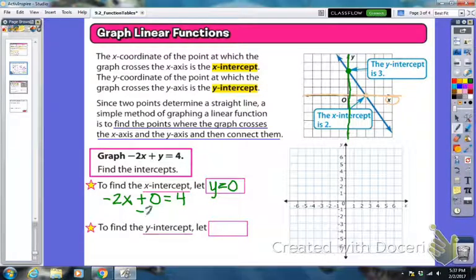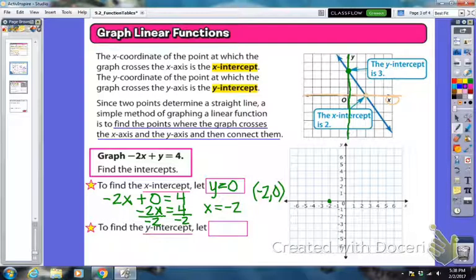So -2x plus y, but y was 0, is equal to 4. If we simplify it, it's -2x equals 4. Divide both sides by -2, and the x value is -2. So as an ordered pair, it looks like -2, 0, which is on the x-axis right here.